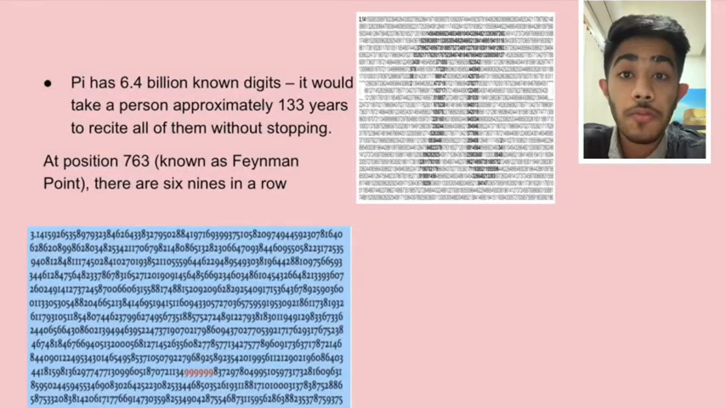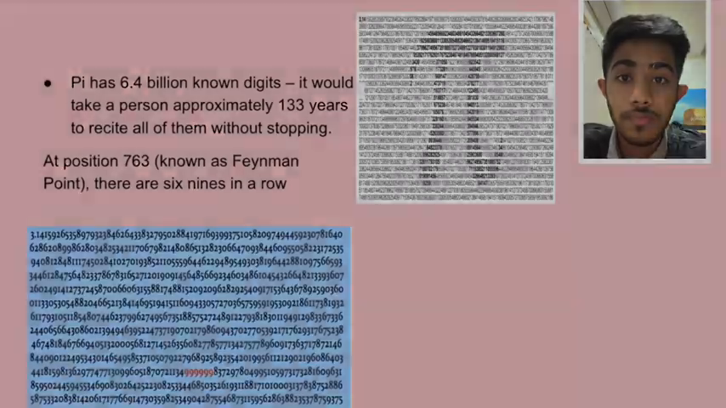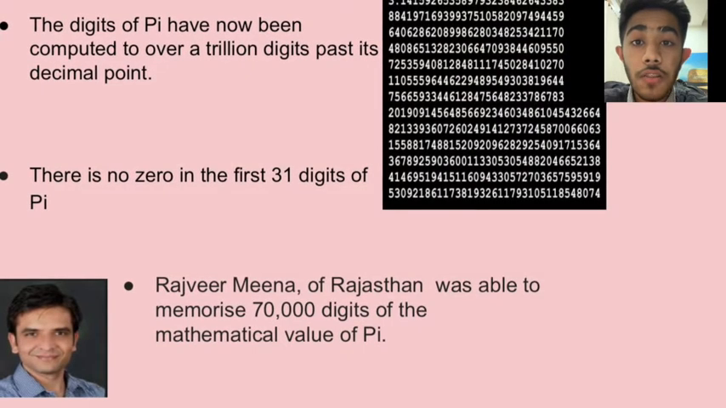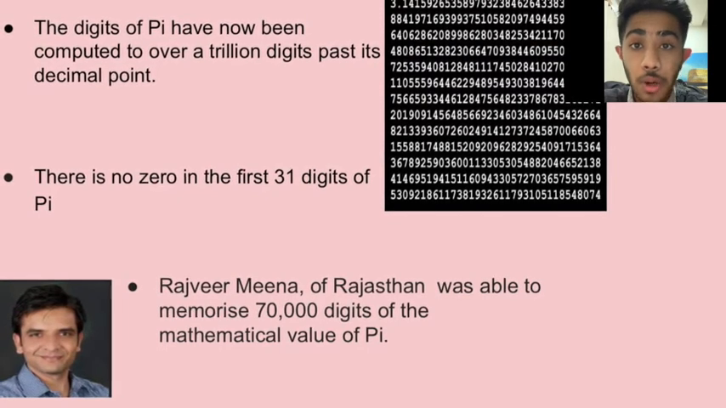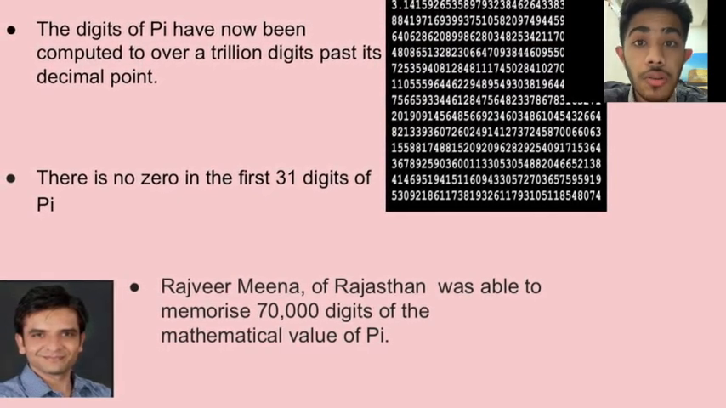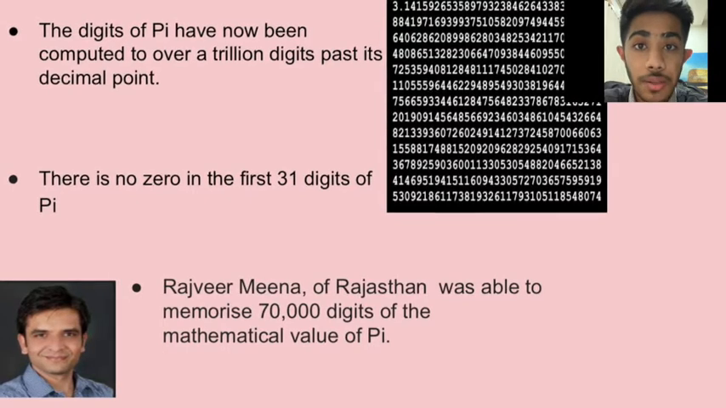Pi has 6.4 billion known digits, and it would take a person 133 years to recite all of them without stopping. At position 763, known as the Feynman point, there are 6 nines in a row. The digits of pi have now been computed to over a trillion digits past its decimal point. There is no zero in the first 31 digits of pi.